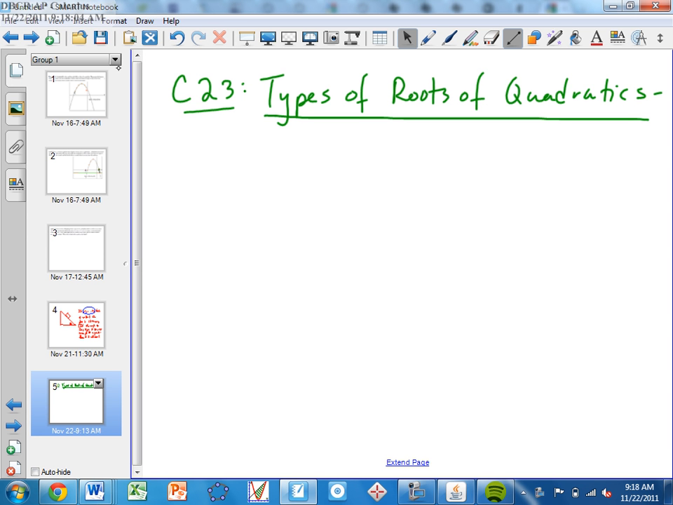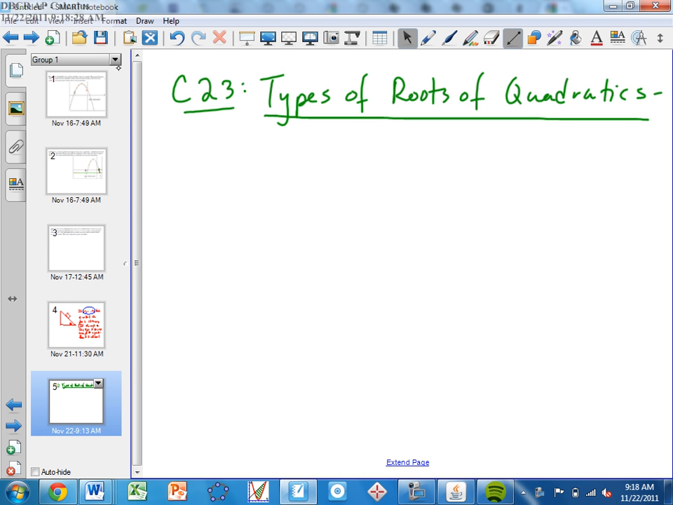Now, we are talking about types of roots of quadratics. And this is one of the most important things you're going to learn. You're going to continue to use this in all the levels of math. If you go and study any engineering, any science, any math, you need to know the types of roots. They indicate certain things that are very important. Now, all of this comes from the quadratic formula. Okay? All of these types of roots we're going to look at today are based on the quadratic formula.